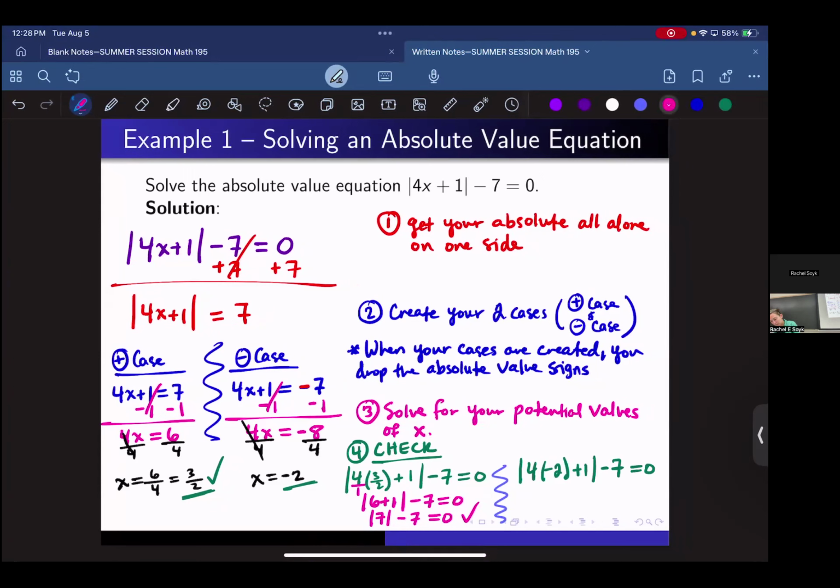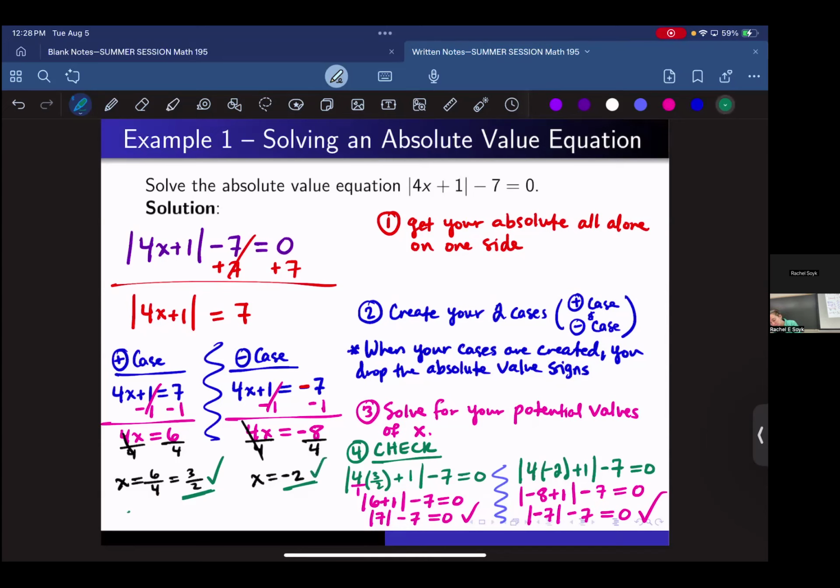Four times -2 is -8. -8 plus 1 is -7. The absolute value of -7 is +7. Minus 0 gives you 0. So both solutions work.